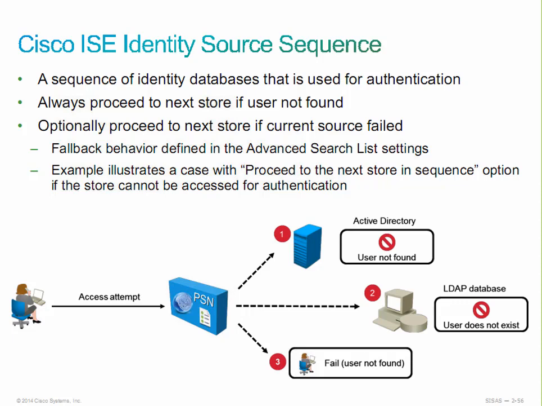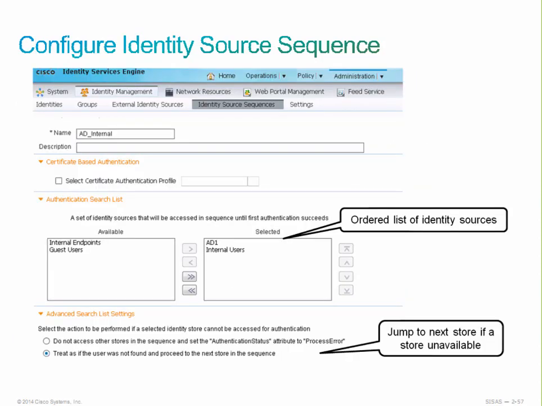How do I build this list? I go into Administration, Identity Management, Identity Source Sequences, and then I can give it a name that references what the sequence might include. In this case, AD_Internal, meaning that we're going to go to an Active Directory domain first, and then we're going to go to internal users second. And then I can specify the action that's going to be performed if a selected identity source store cannot be accessed for authentication.